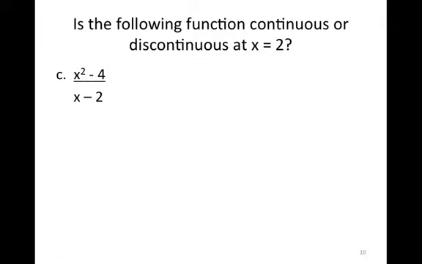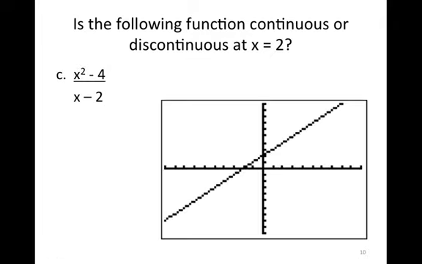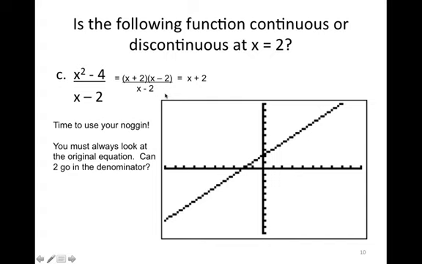This one is a little bit more difficult. So if we were to graph it, it would look like a line. If we think about it a little bit more algebraically, if I were to factor apart the top, I get x plus 2 over x minus 2. And the x minus 2 on top and on bottom will cancel off. We're just left with the equation of a line. However, there is a hole at x equals 2. That's what this part would tell us.